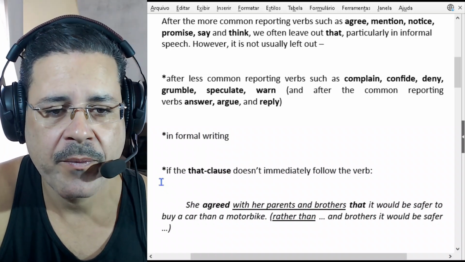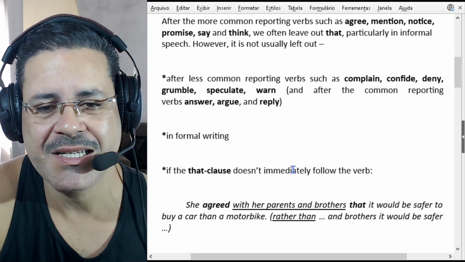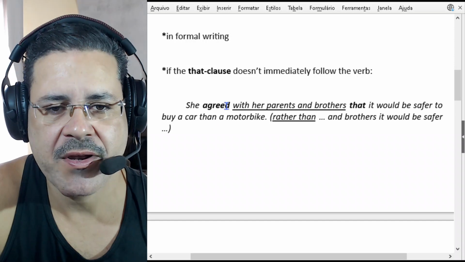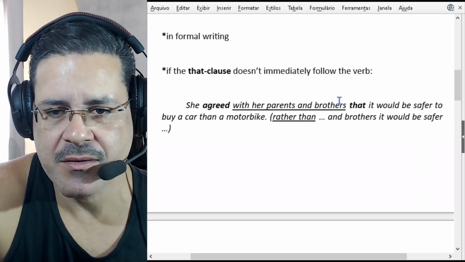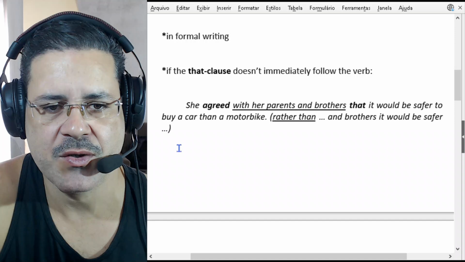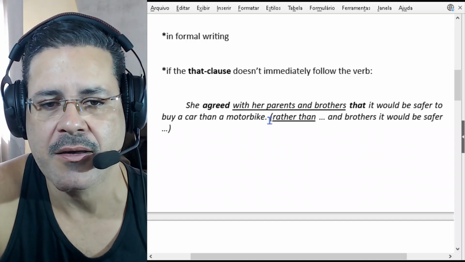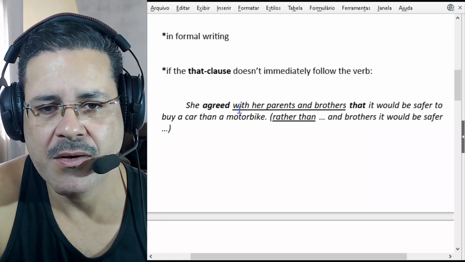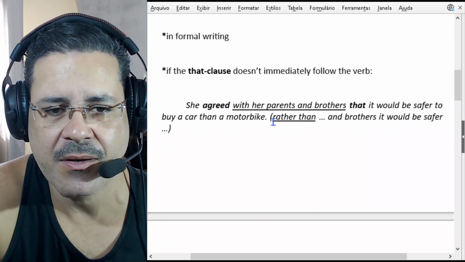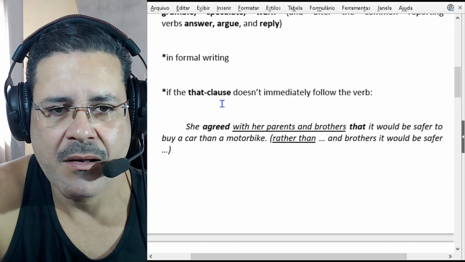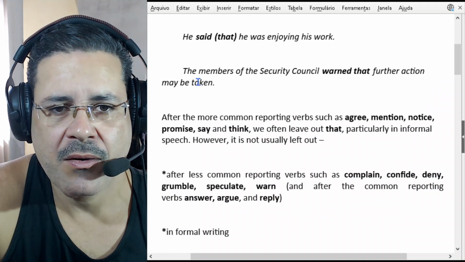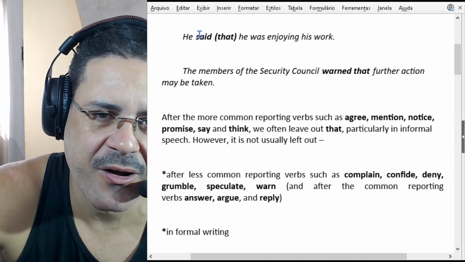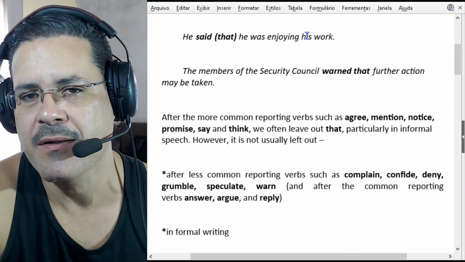And also, if the that clause doesn't immediately follow the verb, for example, she agreed with her parents and brothers that it would be safer to buy a car than a motorbike. So we use that because it doesn't immediately follow the verb. Like in that example, where he said that, that particle is after the verb. He said that and he was enjoying his work. That's okay.